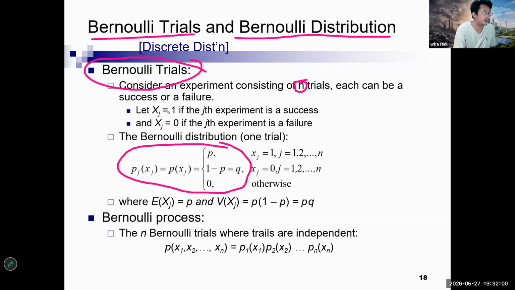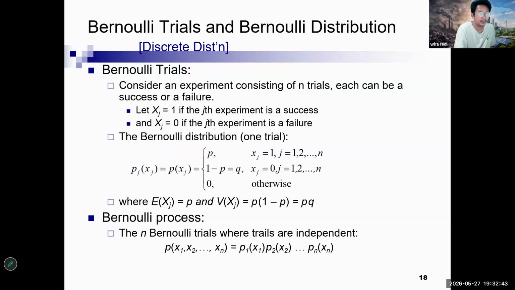So if you have only two options, either success or failure for each i until n. Let's say the first trial, when you toss a coin, for example, and you know the probability of it being a success, that will be P. And the probability that it fails will be 1 minus P. For a coin toss, it is always 1 divided by 2, right? But for other phenomena, it may not be the case.